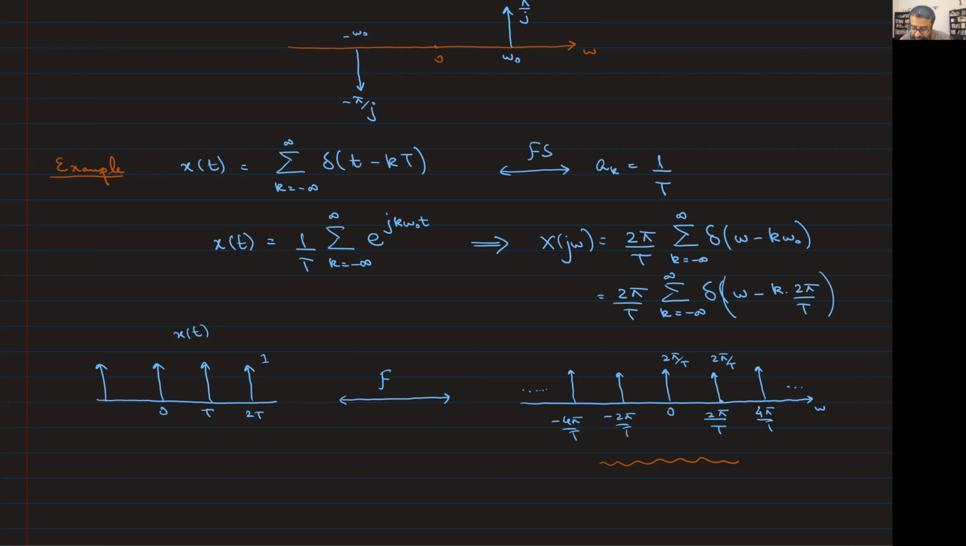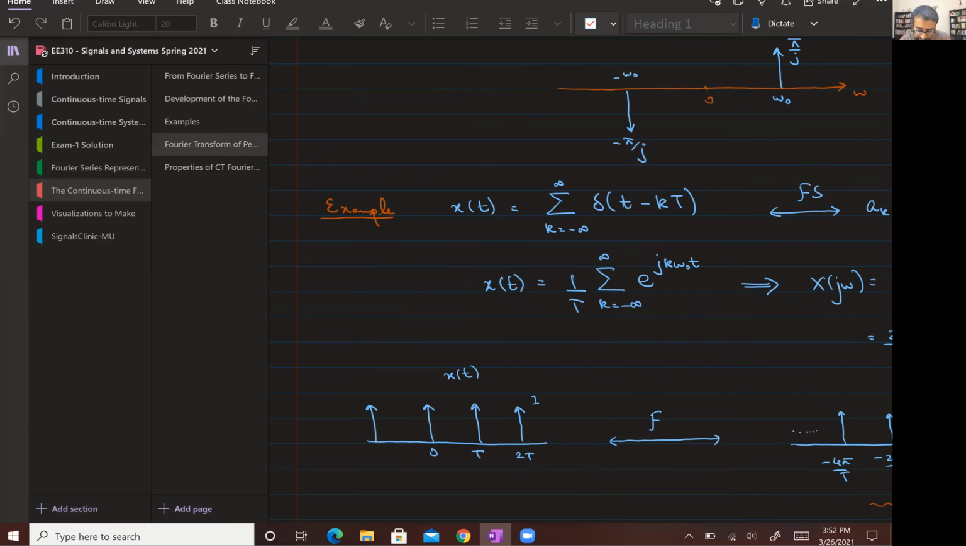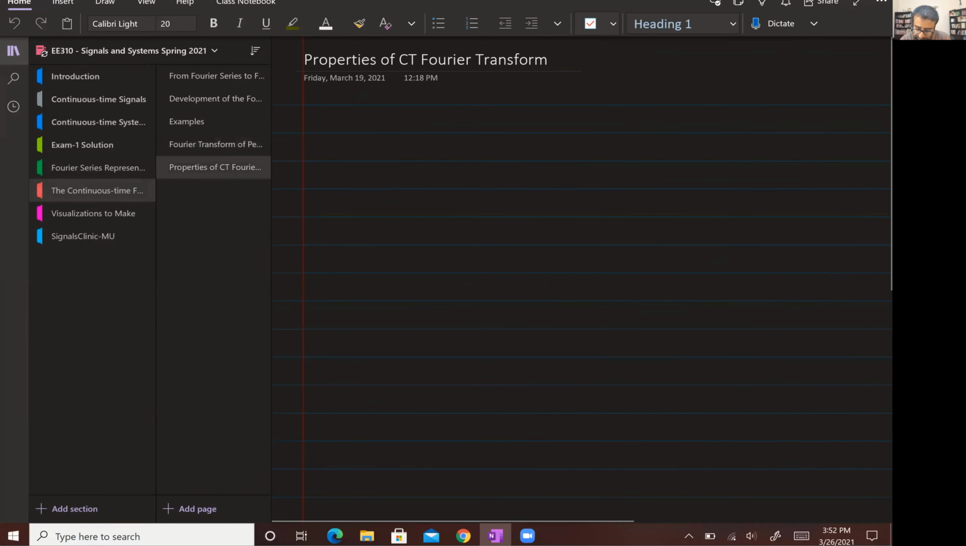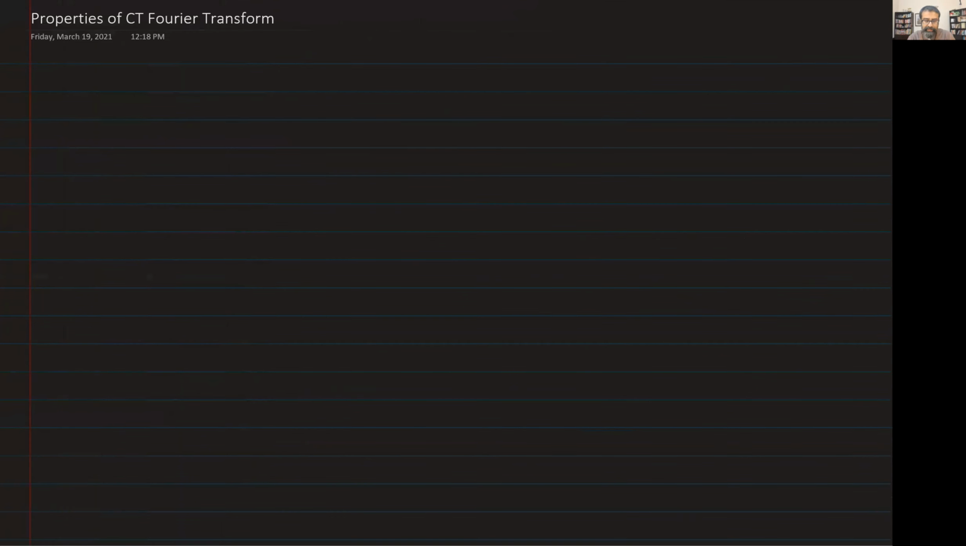All right. So let's move ahead and talk about properties of the continuous Fourier transform. Okay. And you see, the flow that we're following, if you will, is more or less the same that we did for the Fourier series module, right? We developed the Fourier series analysis and synthesis, and then we talked about its properties.